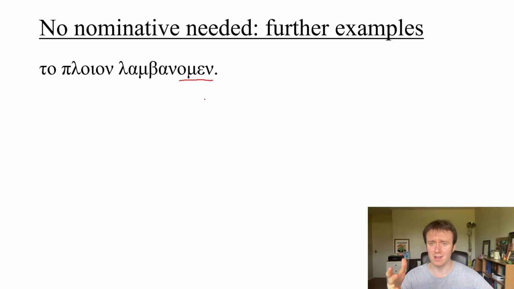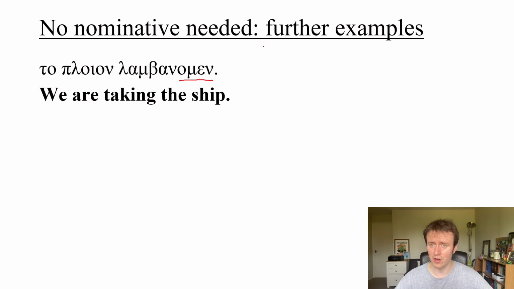Because it wouldn't make any sense to say we, the ship, are taking. It's not possible to take to ploion as subject if we are doing the action. The ship can't be the subject if we are the ones doing the action. And therefore to ploion has to be accusative. And so we know to translate the sentence as we are taking the ship, or we take the ship. Since we don't have any nominative noun or pronoun, we have to get the subject from this person ending omen alone.